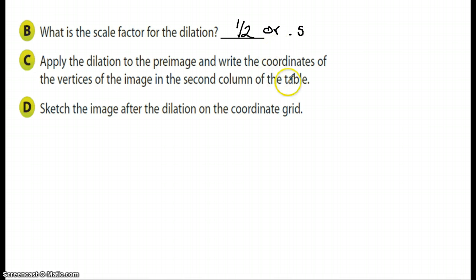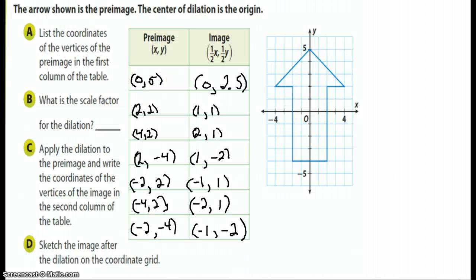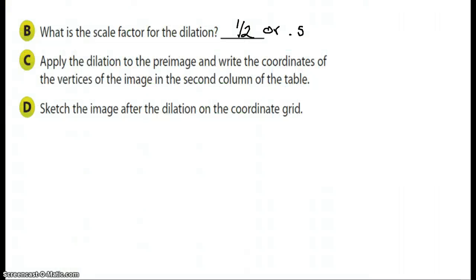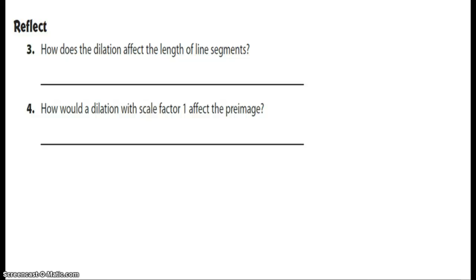And it asks us to apply the dilation to the pre-image and write the second coordinates in the table. We've done that. And it says sketch the image. Now, how does the dilation affect the length of the segment lines? And how would a dilation with a scale factor of 1 affect the pre-image? Think about that for a minute and then come back and give me your assessment.